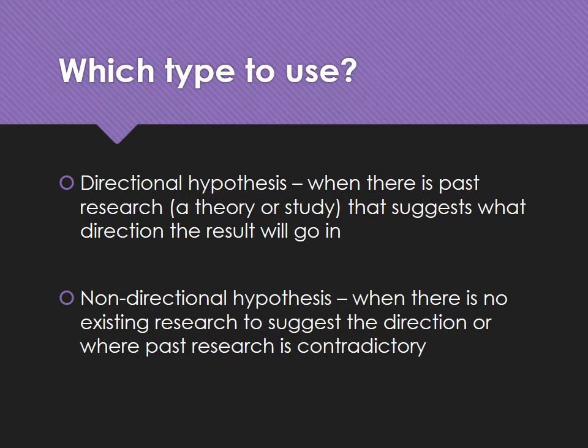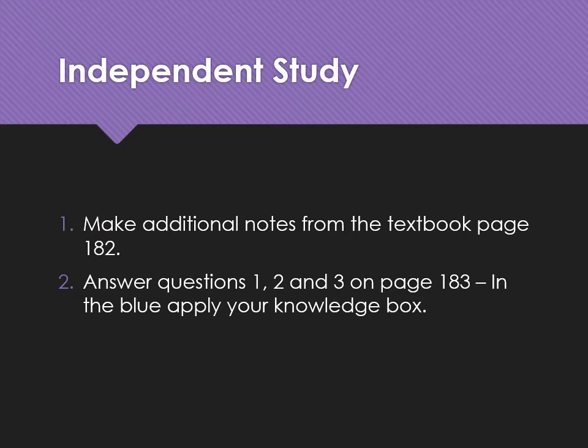And that is essentially everything we need to know about aims and hypotheses. Like I say, we're going to have lots of practice at writing these because you need to be really good at them. What I want you to do is make some additional notes on the textbook, page 182. Again, answer questions 1, 2 and 3 on page 183 in the big blue apply your knowledge box. That's going to set us up nicely for the lesson.